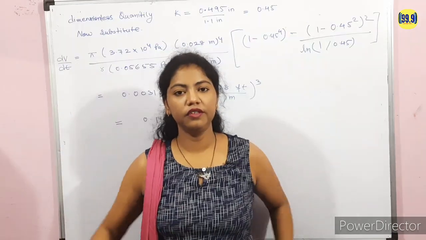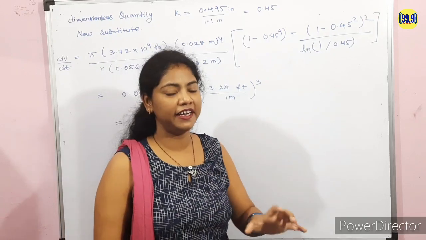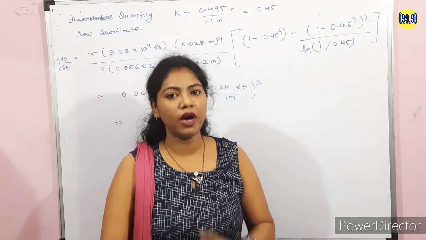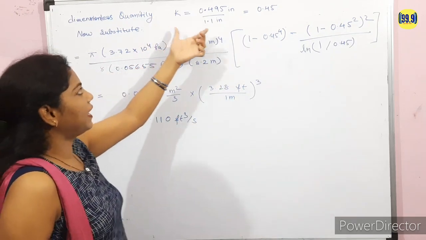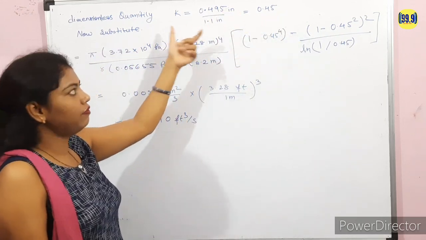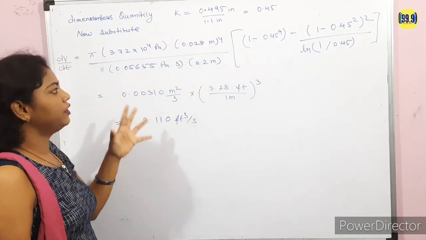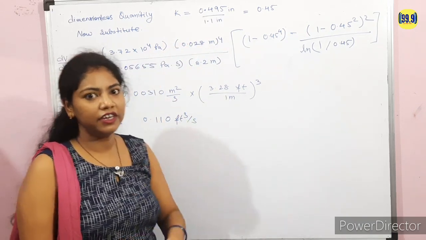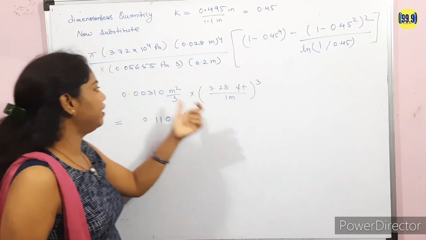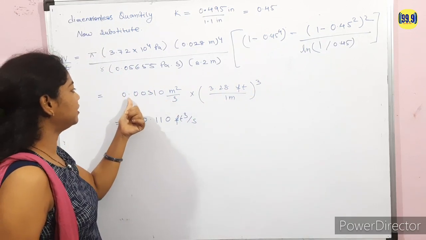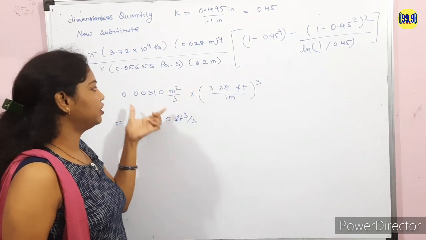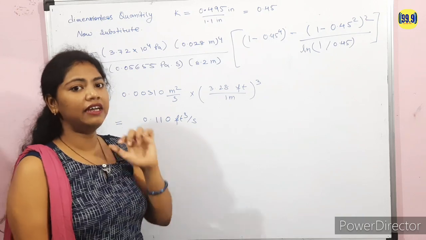Okay, now we have to calculate the dimensionless parameter, which is K, and this K value is the ratio of the inner to the outer radius. So simply we divide the inner radius by the outer radius, then we get 0.45 as the value of K, which is dimensionless. Now we put all the parameters which we converted into SI units into the main equation. After putting all the values in the equation, we finally get the answer, that is 0.0031 meter cube per second. So this answer is in SI units.